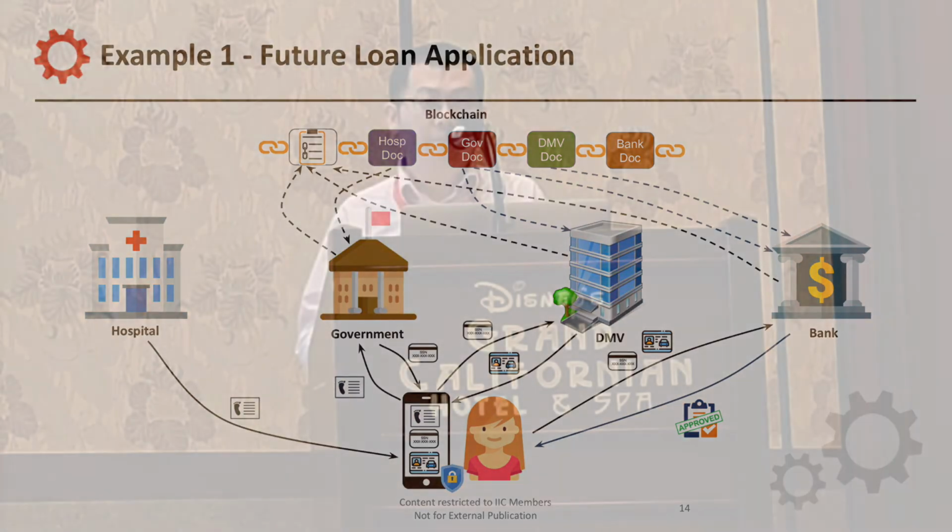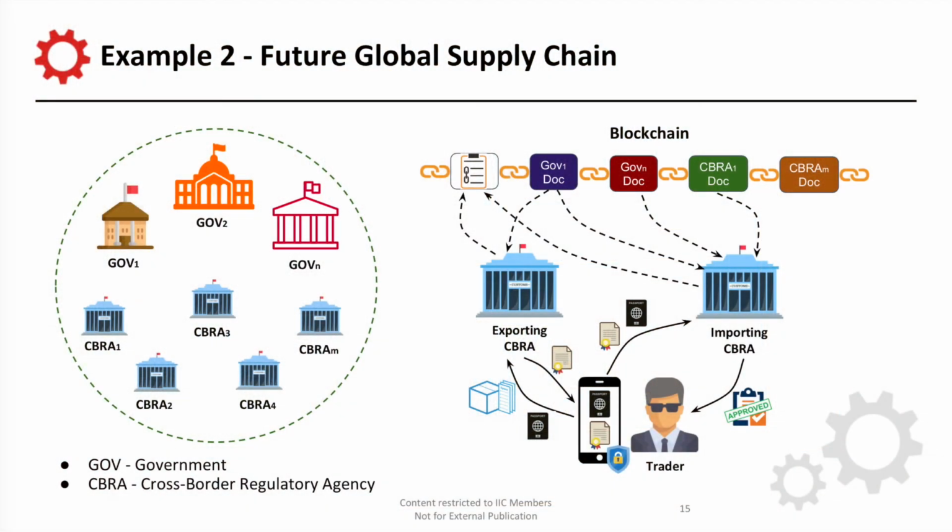Okay. This is just one application. Everyone in this room may be more familiar with blockchain with supply chain. So in the future global supply chain scenarios, multiple government and cross-border regulatory agencies will form a group. They will have pre-established trusted relationships.